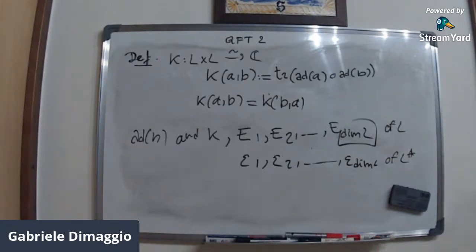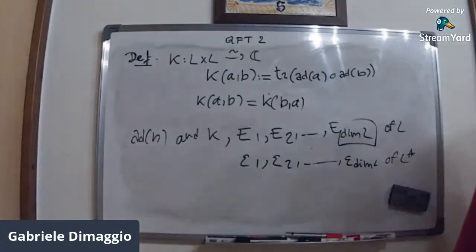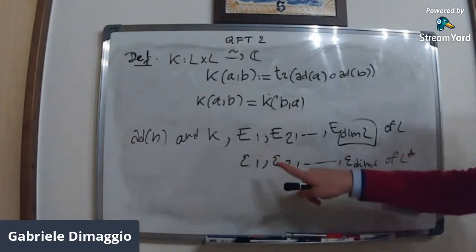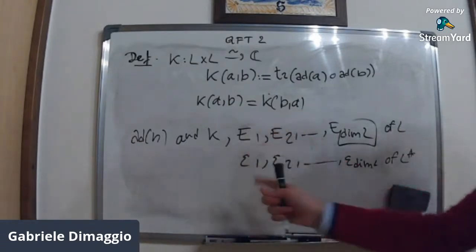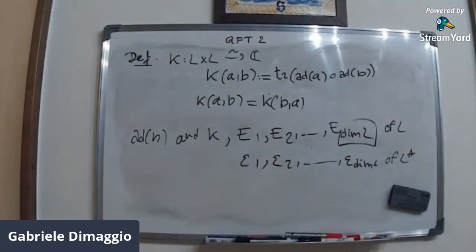Antonio, how old are you? I'm 13. And so I choose these two bases to calculate the components of the adjoint map and the Killing form.